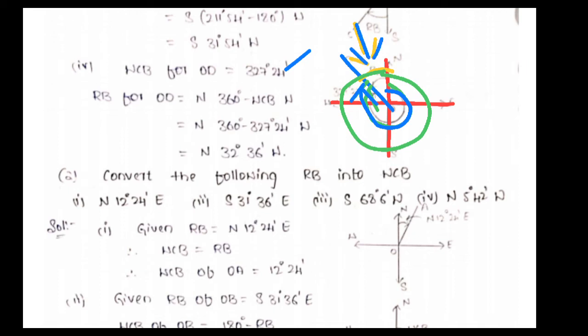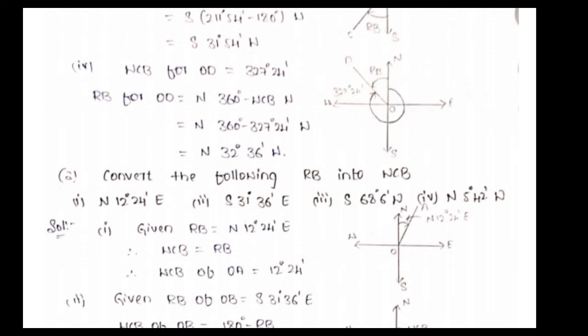Therefore reduced bearing for OD, and the quadrant is nothing but the fourth quadrant, it is designated as northwest. Therefore northwest: total 360 degrees minus WCB is the angle. Therefore 360 degrees minus WCB, 327 degrees 24 minutes, and at last we will calculate the reduced bearing of line OD as north 32 degrees 36 minutes west. So this is the problem regarding conversion of bearing from WCB into RB.